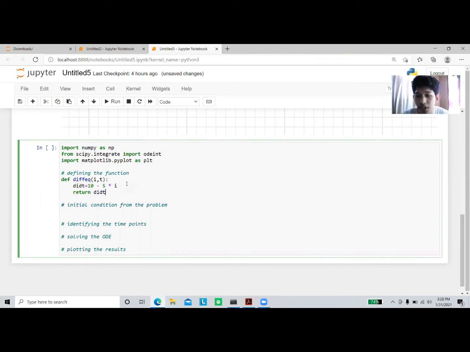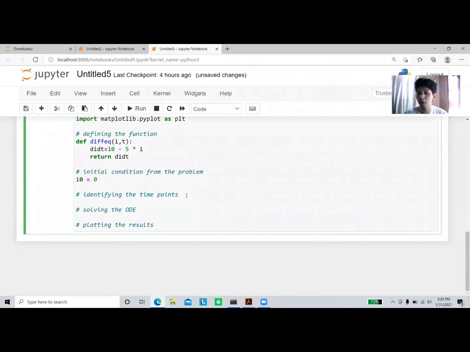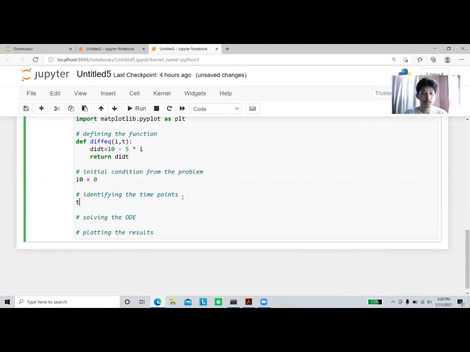After you have defined the function, let's now proceed to the initial condition. Based on the problem, the initial condition, which we will denote as I0, is equal to 0. The next thing that we need to do is identify the time points of this code. So the time points is equal to t, which is the independent variable.